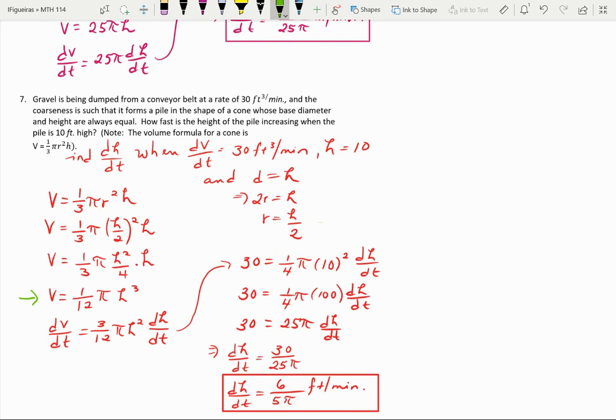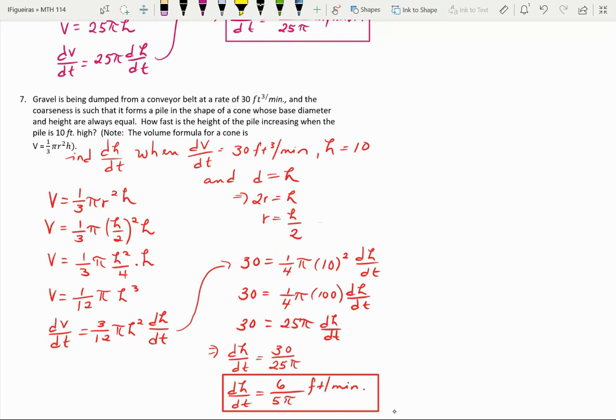All right, so now we're ready to take the derivative of both sides of the equation. Volume and height are changing as gravel is being dumped. So the derivative of V is dV/dt. The derivative on the right, you have to use the power rule, so it's 3 times 1/12 times pi, so that's 3/12 pi. Subtract 1 from the exponent, so we get h squared, followed by dh/dt.